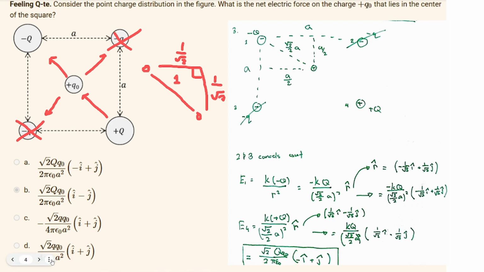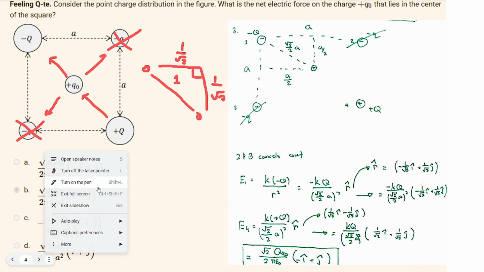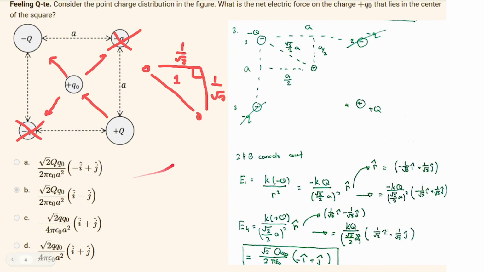But if we don't want to do all of those equations, all we need to do is look at the directions of the charges. These two cancel out, so we don't need to mind that. This one pushes towards the top left, this one gets pulled towards the top left. So that means it's going up and it's going left. So it is a negative i hat and a positive j hat.